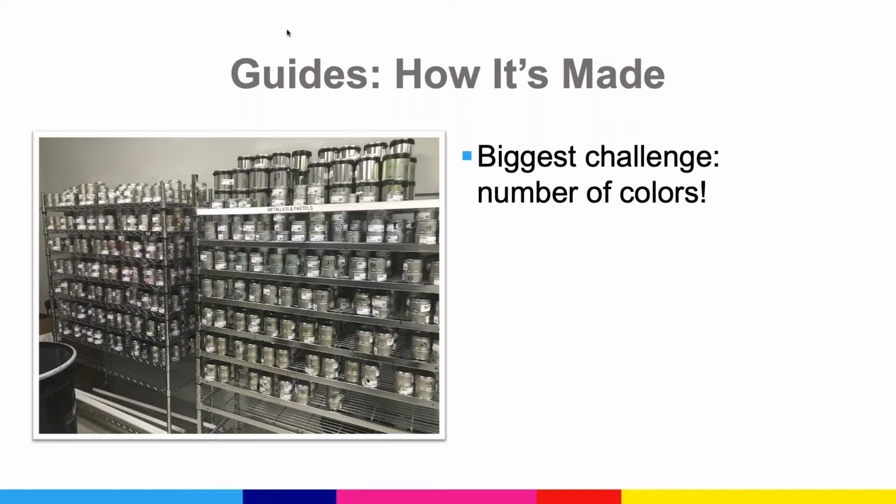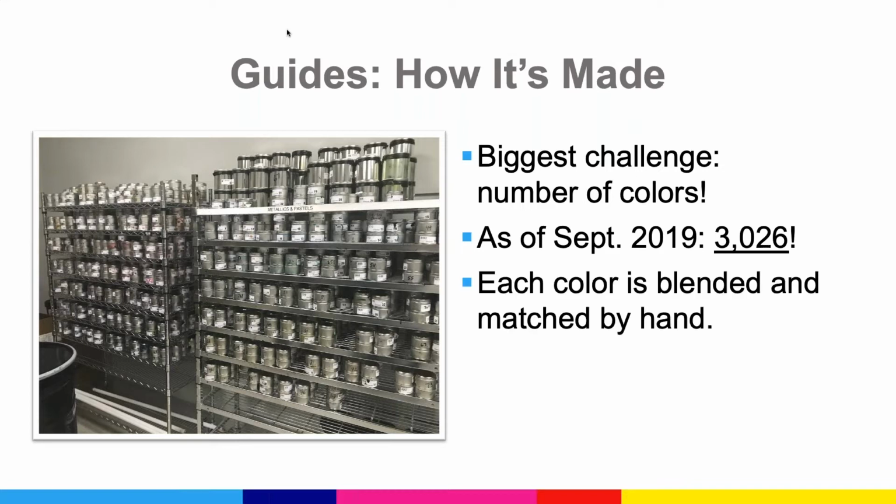They have changed over time. They've added up. There's been more and more. And as of our latest printing, our latest edition in September 2019, across the coated guide, the metallics, the pastels, and the neons, we're at about 3,026 colors. So what you see in this picture here are some of those cans of those colors, and each one is blended by hand.